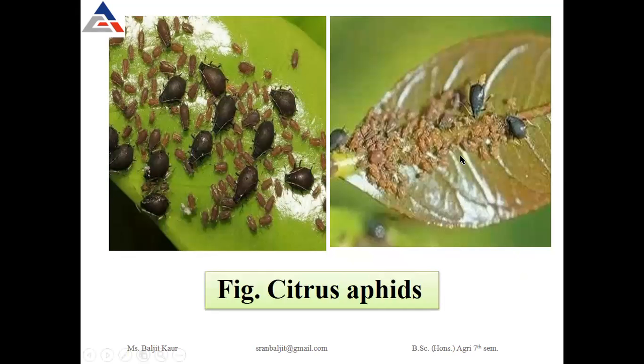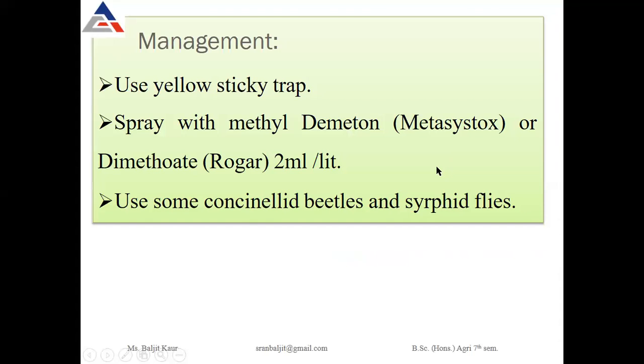This is a picture of citrus aphids. They feed on the leaves of the citrus. We can manage the citrus aphids by using yellow sticky traps, and we can spray the plants with methyl demeton or dimethoate. We can also use coccinellid beetles and syrphid flies. These are the natural enemies of aphids, and we can release them in the citrus orchard when the aphid attack is there.